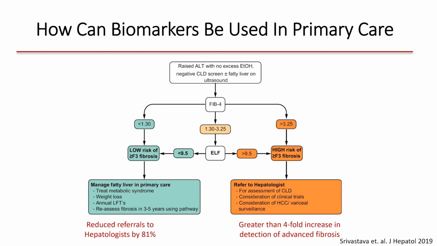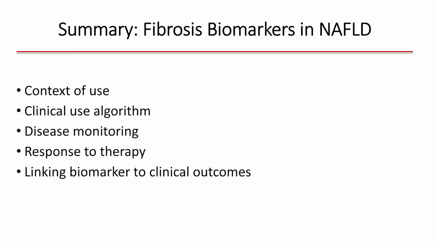And this is how we need to look at papers. Are these papers identifying a clinically useful endpoint or a cutoff value rather than just giving us area under the curve or diagnostic performance? So, summary: fibrosis biomarkers in fatty liver disease. It's really important to understand the context of use in how these biomarkers are used. And this context of use will then lead into the next area, which is developing clinical algorithms using this context of use. We need to look at disease monitoring biomarkers.